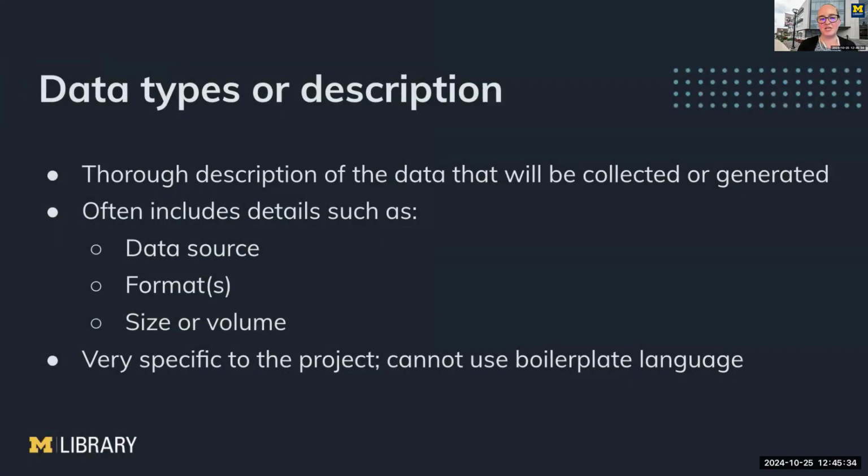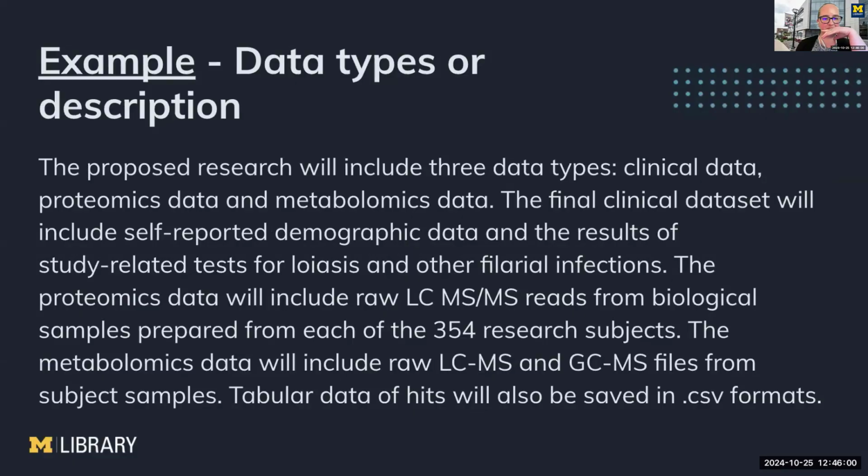So data types or description. This section of a DMP will provide details about the data that will be collected or generated. It usually includes details like the data source, formats, and the size or volume of the data. The text in this section will usually be very specific to the project that you're writing it for, and it's unlikely that you'll be able to find any sort of boilerplate or template text that you can just copy and paste.